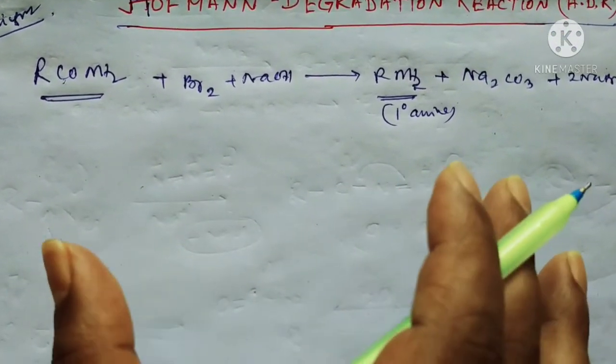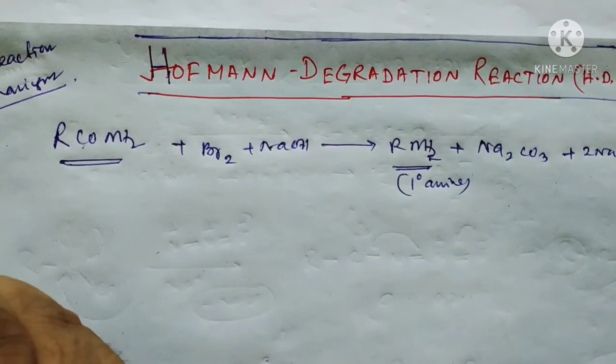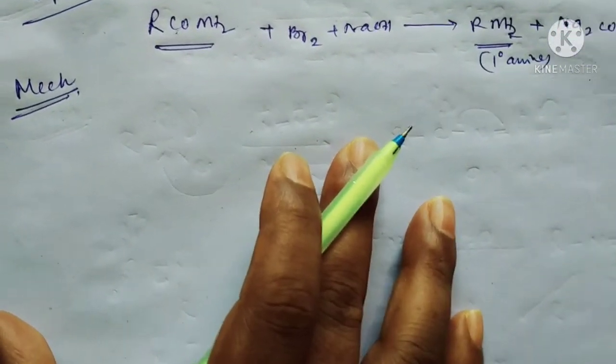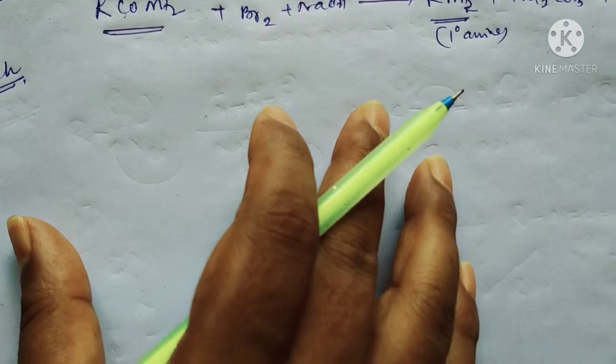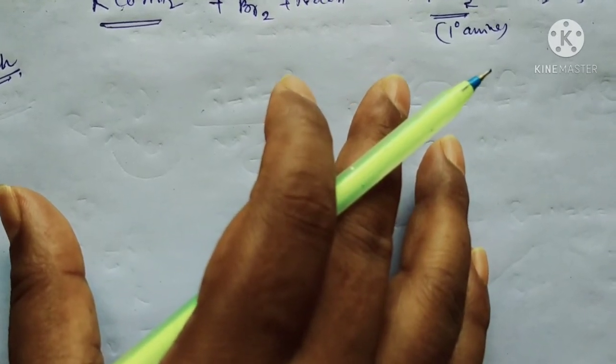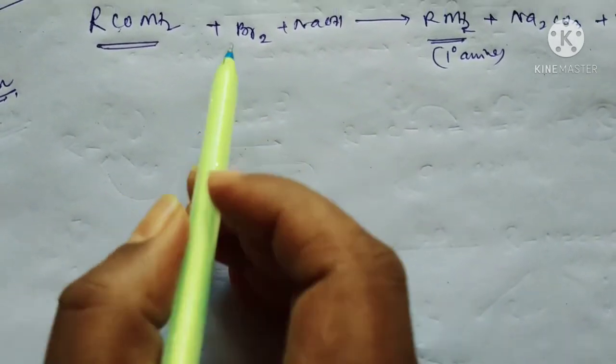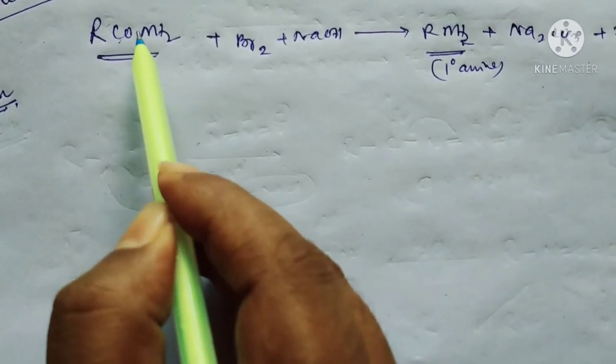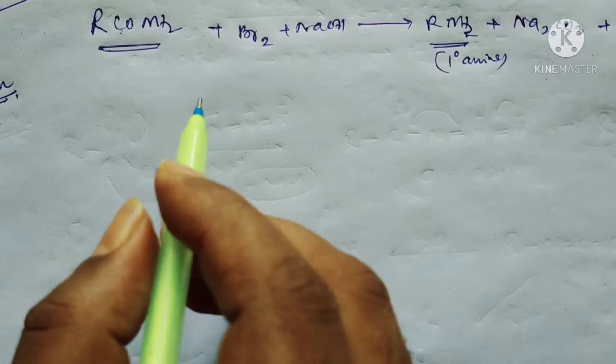Now the mechanism. Students, the reaction provides a method of removal of a carbon atom from the carboxylic chain. That is, from this CO. This CO should be removed from here. Okay, and I'm showing you the steps.